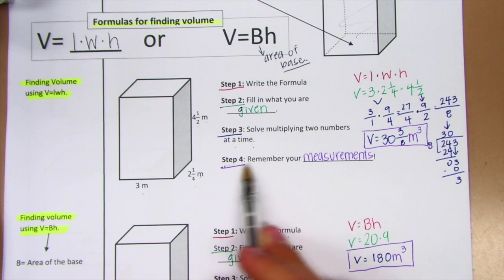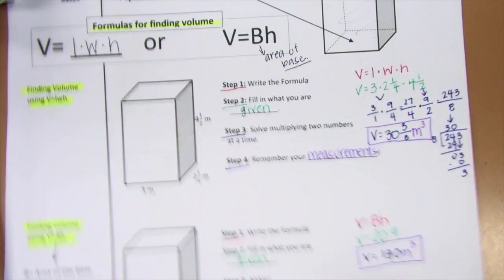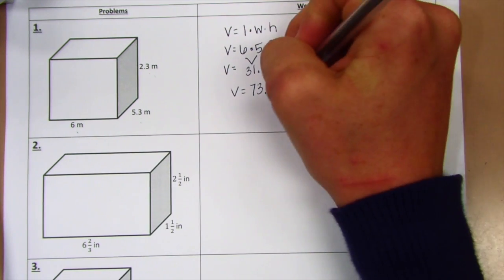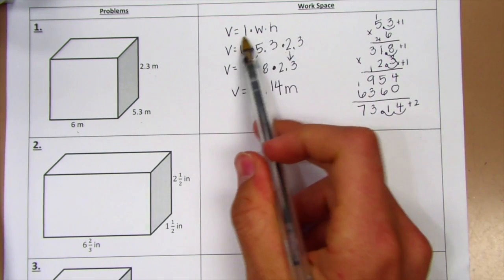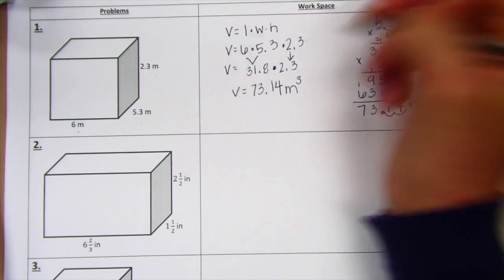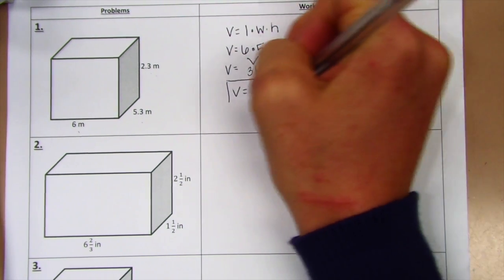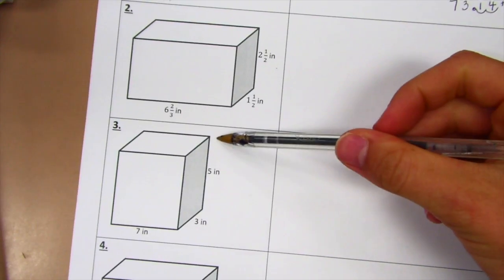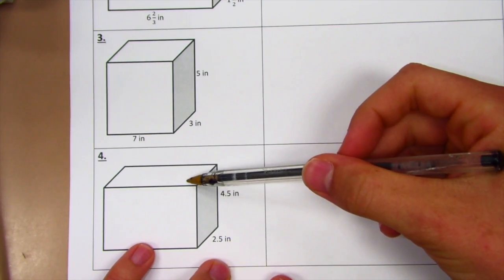Step number 4, we're going to remember our measurements. Remember, guys, we're not doing area, we're doing volume now. And we are multiplying 3 dimensions together, so we're not going to get squared like we did in area, we're actually going to get cubed. Remember to try your best on the next 3 problems and come to school tomorrow ready to talk about them.